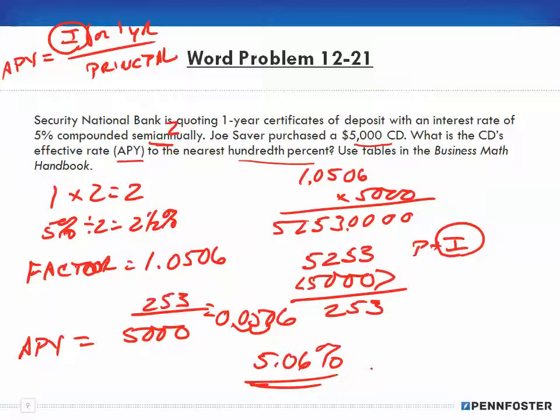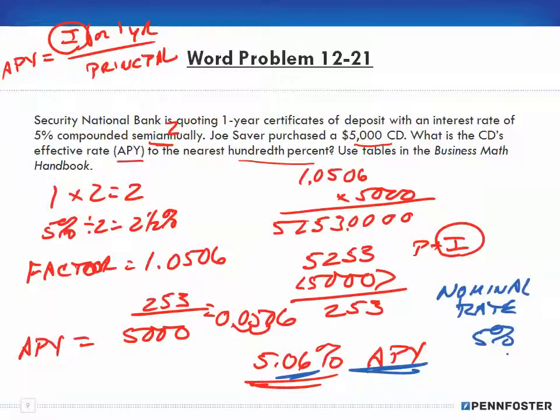That's the APY. Now remember that the effective rate is different from the nominal rate. If you'll recall from previous videos, the nominal rate is the stated rate. The nominal rate in this case was 5%. But the APY is going to be different. It's going to be greater because of why? Due to the compounding effect, interest on interest. So that's why we end up with 5.06 versus the 5%.